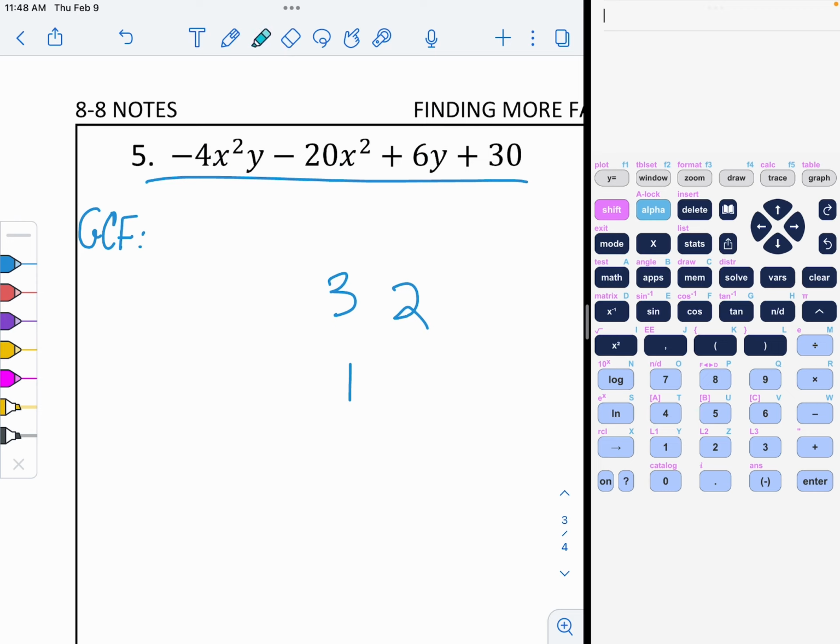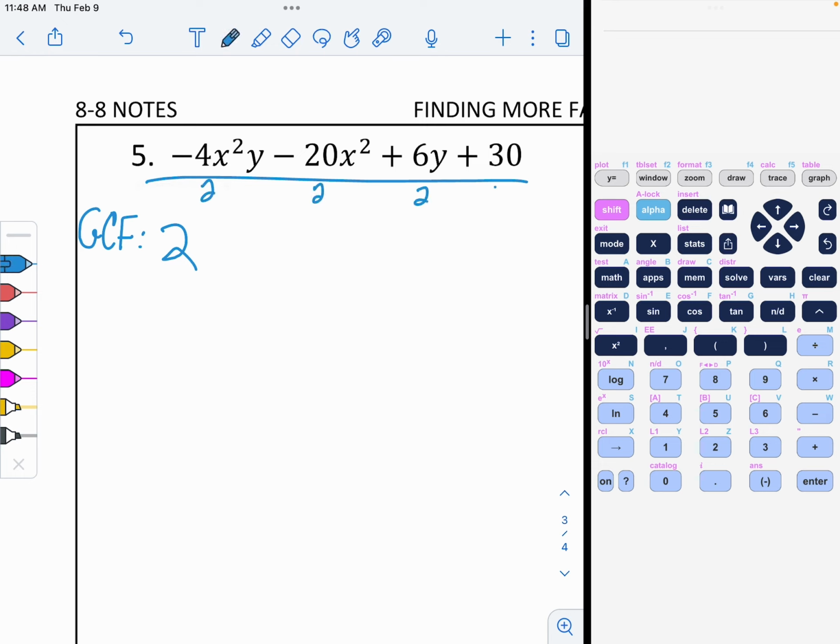All right. Does 4 divide by 3, 20 divide? Nope. And does 4 divide by 2, 20 divide? Yes, yes, yes, yes, I found it. So my answer is going to be a 2. My GCF in this case is a 2. So every item needs to be divided by 2.